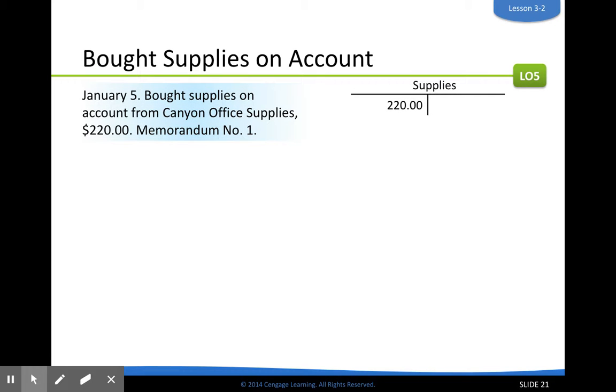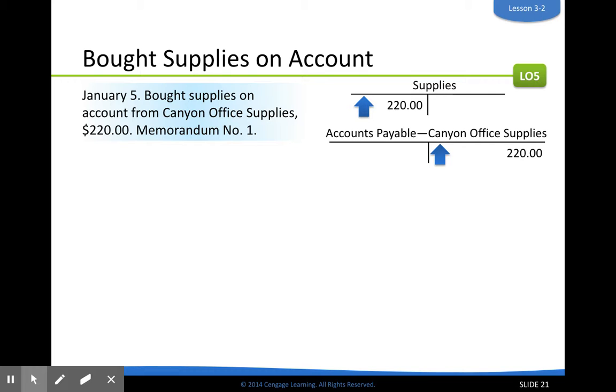Transaction B on your note guide, we bought supplies on account. So what we would do in chapter 2, we would debit supplies on the left side of the T-chart, credit accounts payable on the right side. Now we're taking that information and putting it into our journal.